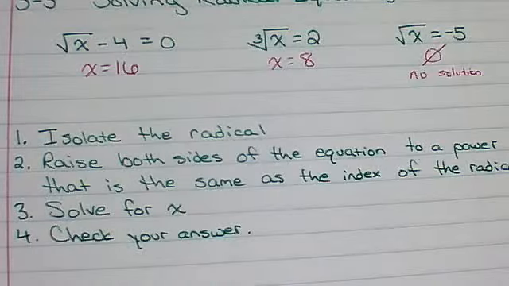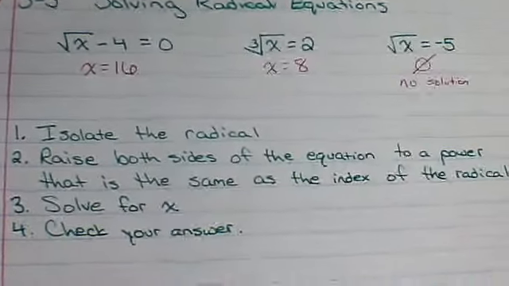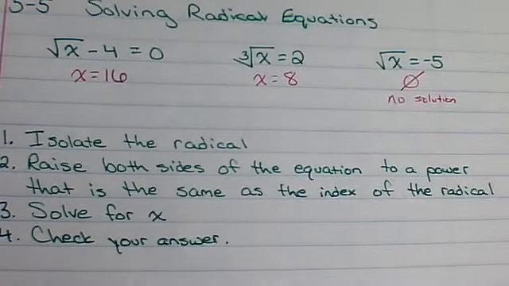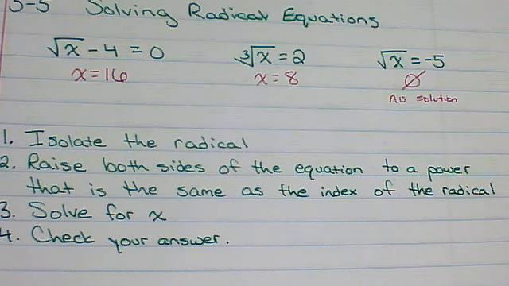All right, so there's some simple steps to solving radical equations. And if you are taking notes from this video, I would advise pausing and writing this down. Number 1, we're going to isolate the radical. Get it on one side all by itself. Then, if we raise both sides of the equation to a power that is the same as the index, we're going to get rid of that square root or cube root. Next thing we're going to do is solve for x. Well, solving equations, that's what we do.